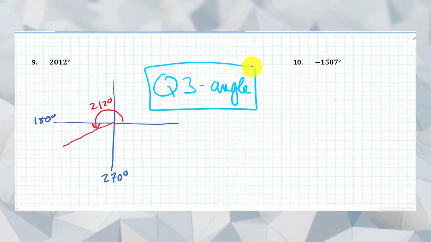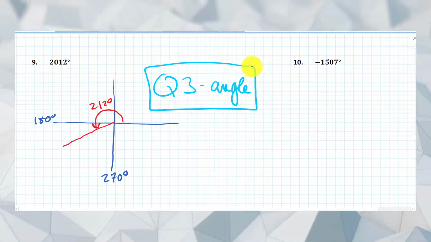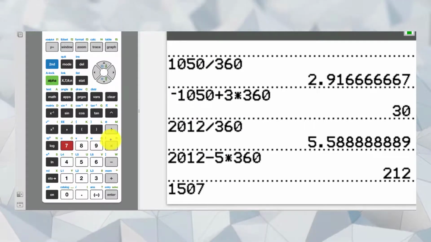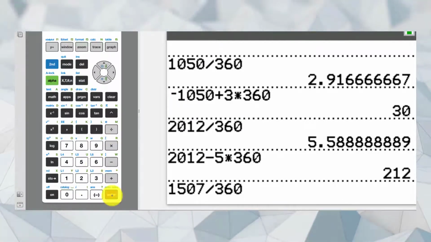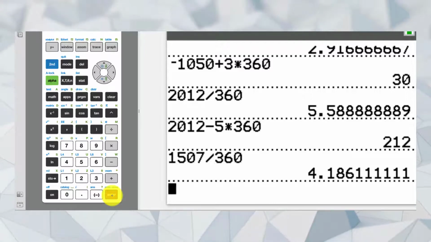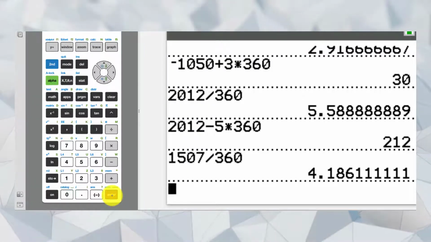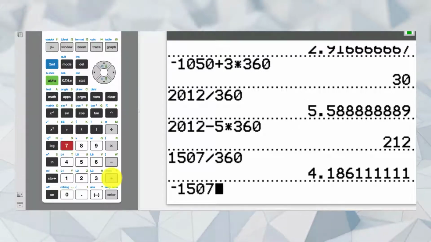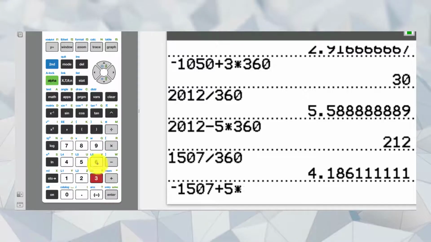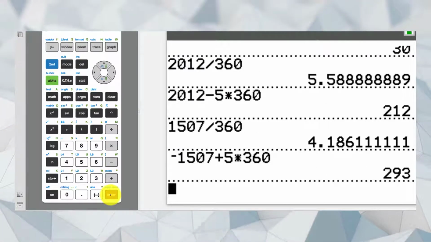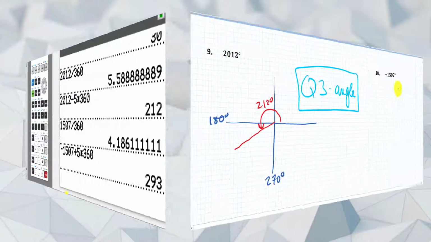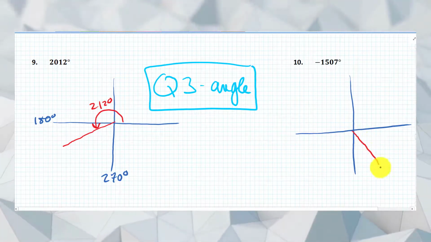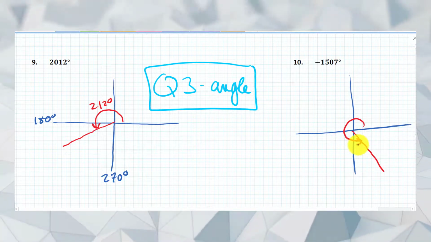All right, number 10, negative 1507 degrees. So calculator, 1507 divided by 360. So that is 4, but remember this is a negative angle, so I need to add 5 revolutions. So negative 1507 plus 5 times 360, and that will be 293 degrees. Let's report that. So this angle is coterminal with 293 degrees. 293 is right here, right?